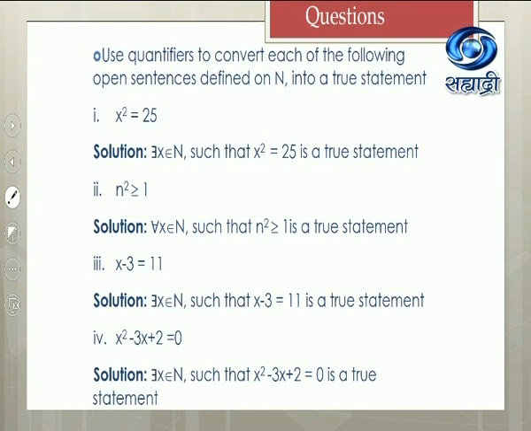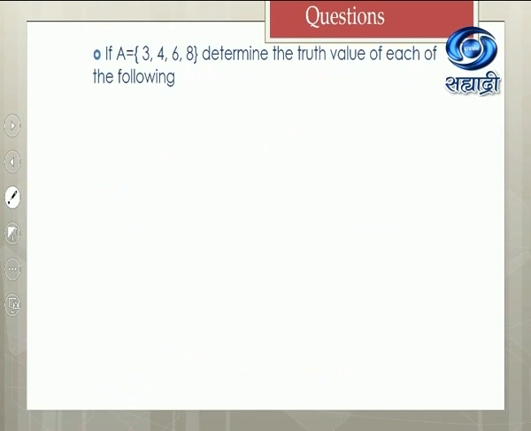So in this way, now you all know where to write the universal and where to write the existential quantifier. Next example: if A equal to {3, 4, 6, 8}, determine the truth value of each of the following statements. Here, there exists x belonging to A such that x plus 2 equal to 6. Now we are talking only about this set. So let us put 3 over here. 3 plus 2 equal to 6? No, not true. 4 plus 2 equal to 6? Yes. 6 plus 2 equal to 8.